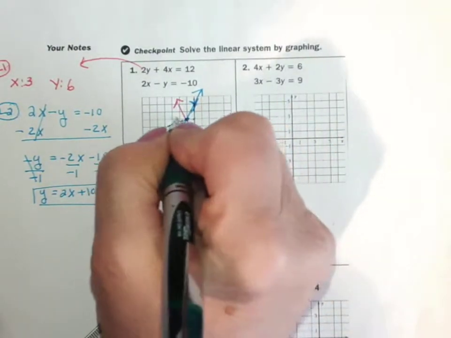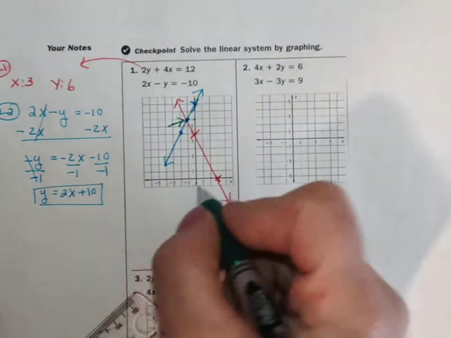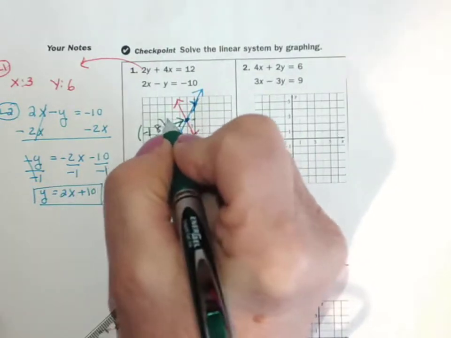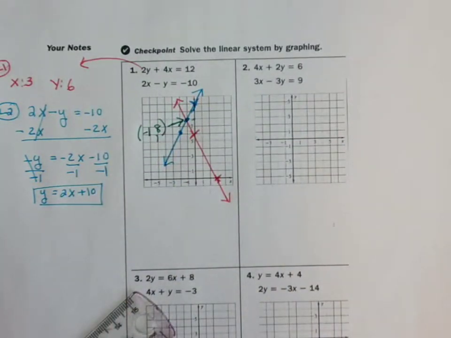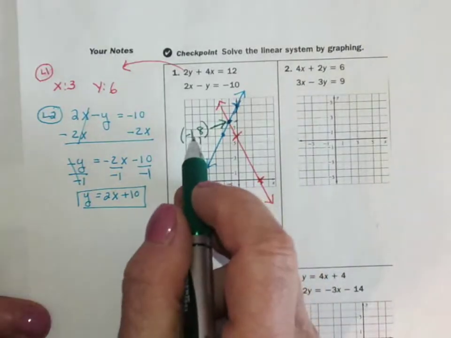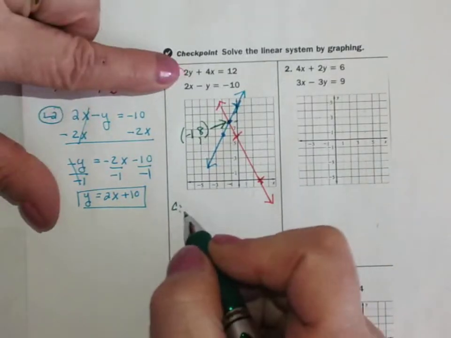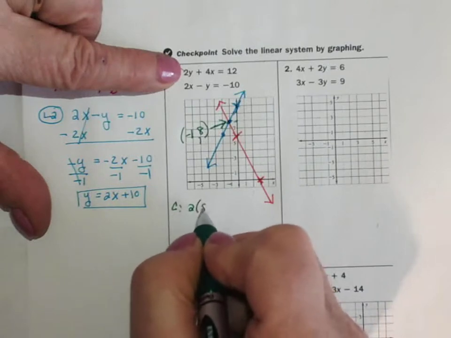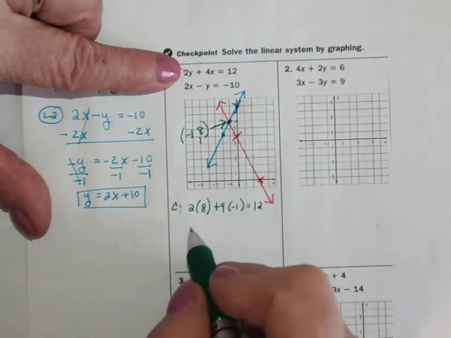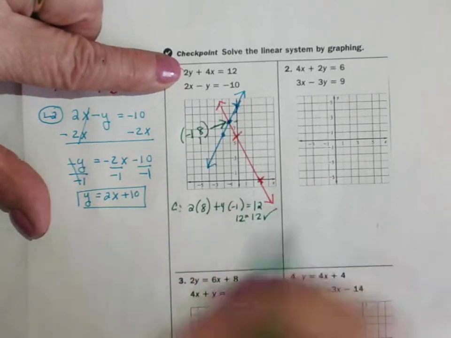And when I graphed, okay, the solution, you just write it as an ordered pair. The solution is negative 1, 8. So now I'm going to check the solution in both of the original equations. So I'm going to check the first one. 2 times y, which is 8, plus 4 times negative 1 is 12. Okay. 16 minus 4, 12 equals 12. Cha-ching, it checks.